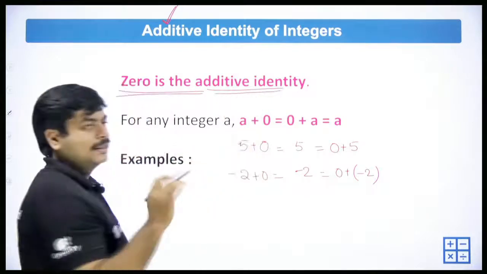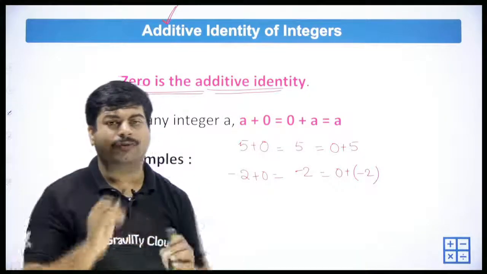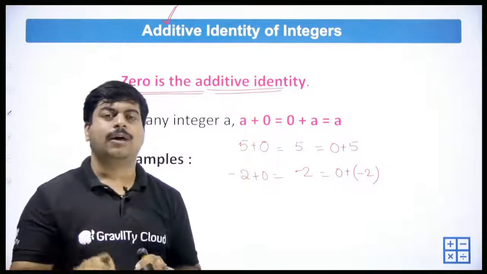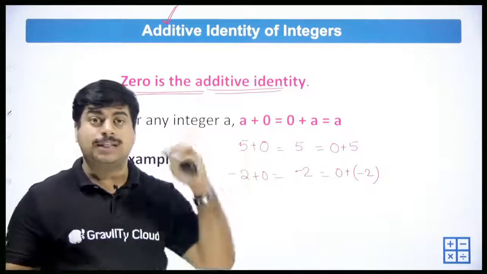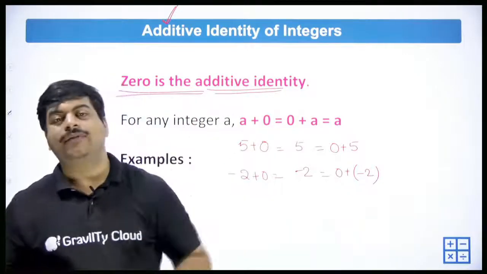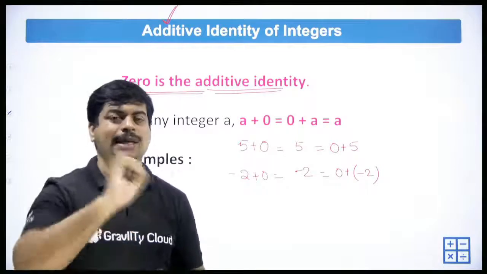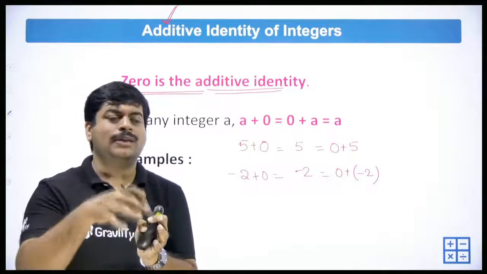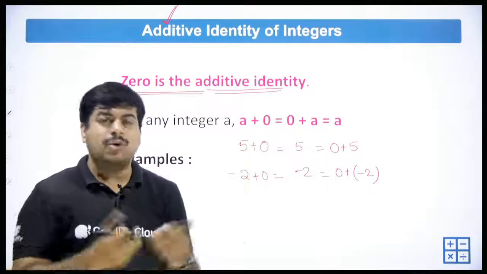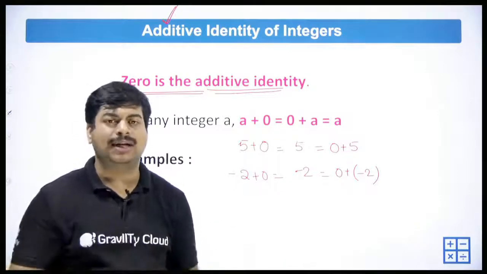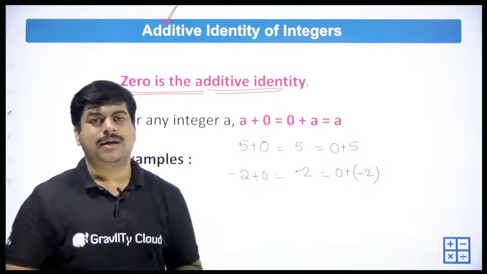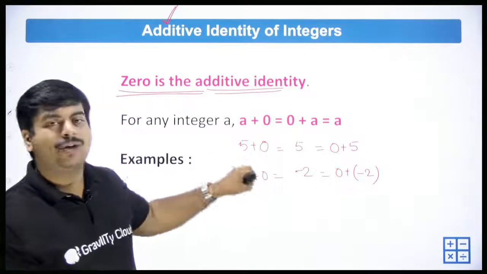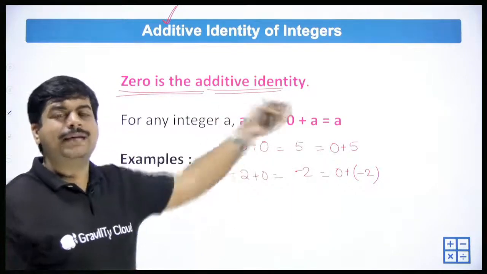Additive identity. 4 plus 0, 4. Minus 4 plus 0, minus 4. Minus 1000 plus 0, minus 1000, minus 1 lakh. Whatever number it is, when you add 0, you get the same answer. 0 is nothing, right? 0 has no value. We cannot say 0 mangoes are there in my basket. That means no basket, no apples, no mangoes, correct? 0 means nothing. So when you're adding nothing to the number, you will get the same number again.